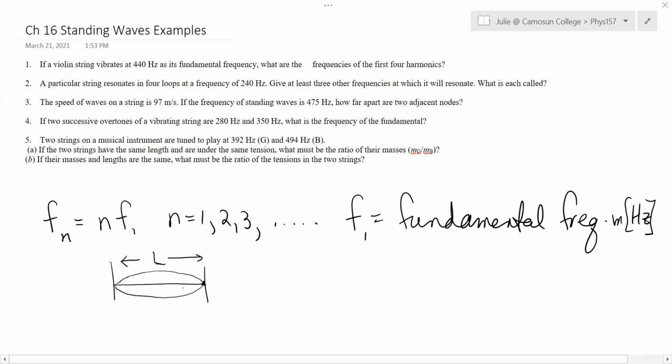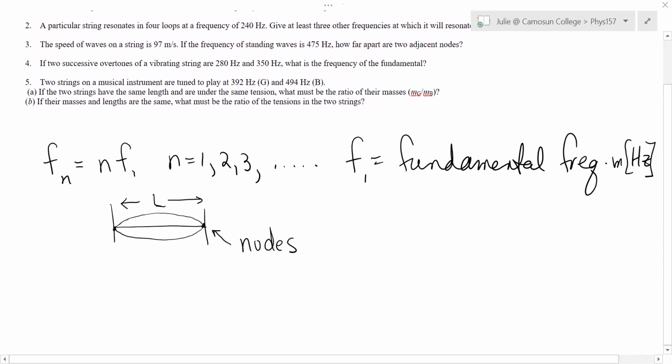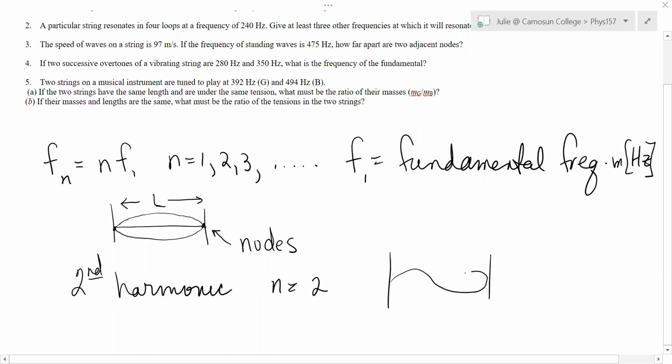The point where there is no motion is called a node. There must be nodes at the two attached ends, and then depending on which frequency you're looking at, there can be nodes in between. So for example, if you're doing the second harmonic, n equals 2, you'd have 2 loops, and you would have 3 nodes, 1, 2, 3. So these are the nodes.